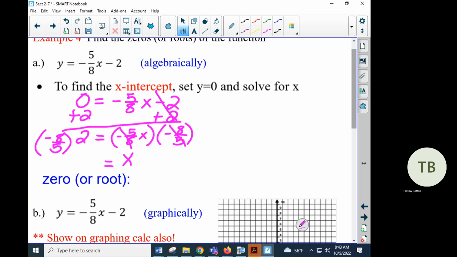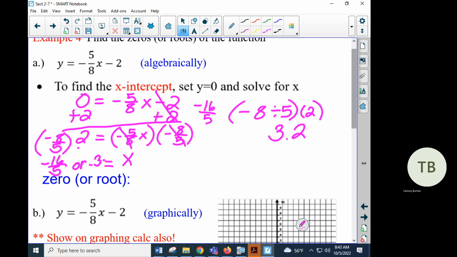And when you go to figure out what this is, you could just punch that in your calculator, or, you know, by going -8 divided by 5 in parentheses times 2. Okay, and what your calculator would do is give it to you in a decimal, which I believe would be -3.2. Otherwise, -8 times 2 is -16, so that's -16/5. So you could give it to me that way too, or -3.2. That would be my answer.